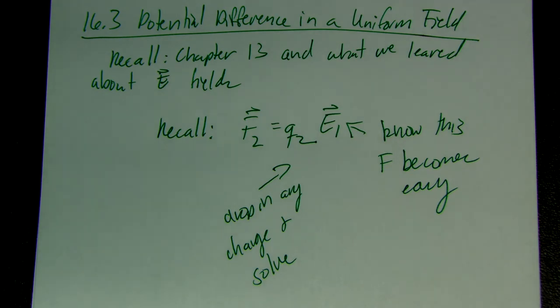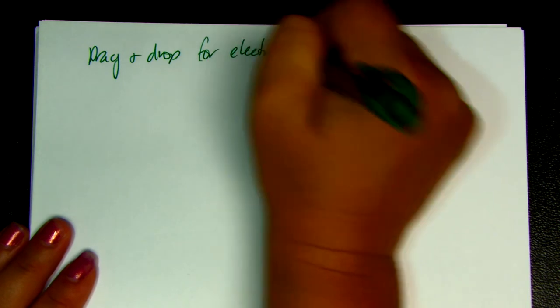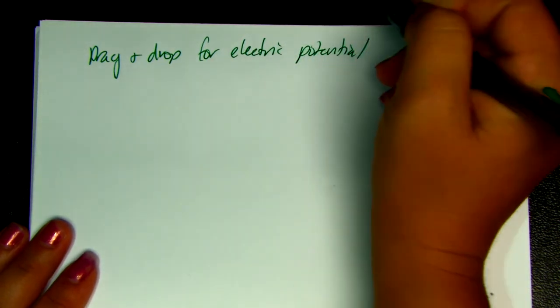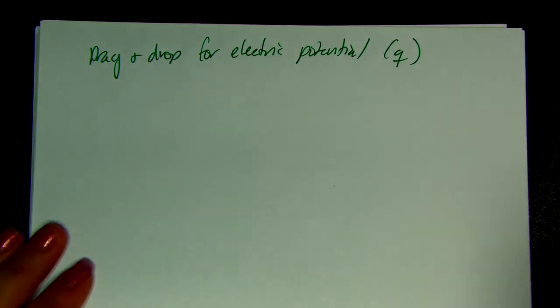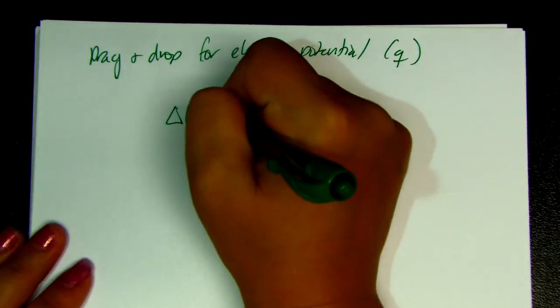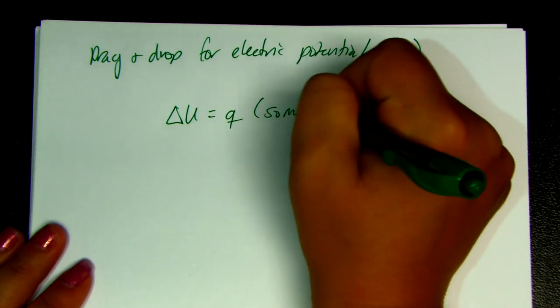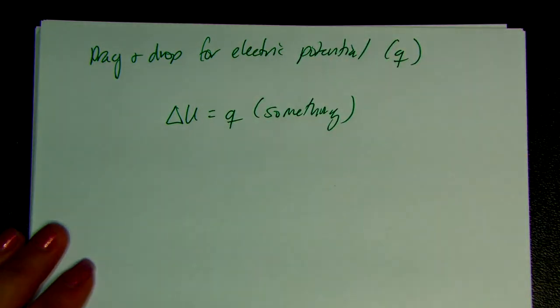Now, what would be really convenient is if we could have something like this to get the change in potential energy of a system, kind of a drag and drop approach. So let's see if we can go after this. So, drag and drop for electric potential. Okay, so you want to basically get any charge, drop it in, you know the delta U. So delta U equals Q times something. All right, so let's think about this for a little bit.